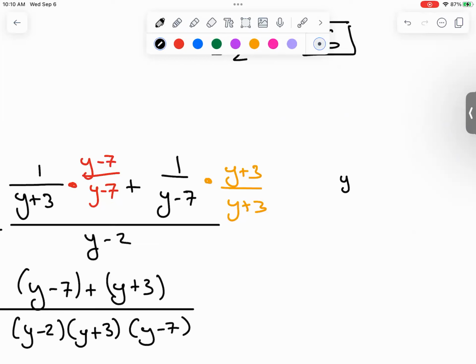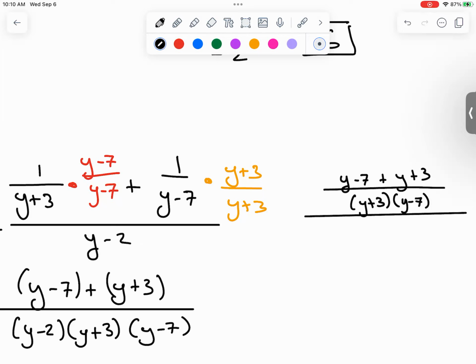So what you end up with is y minus 7 plus y plus 3 all over y plus 3 times y minus 7, all over y minus 2. Now remember, y minus 2 is in the big denominator. So this is the big numerator up in the top, and the y minus 2 is in the denominator. So this is the same thing as y minus 2 over 1. And remember, dividing by a fraction, you flip and multiply. You multiply by the reciprocal.